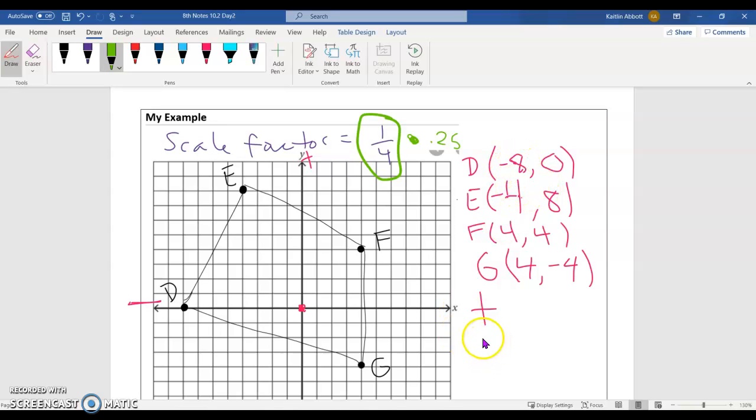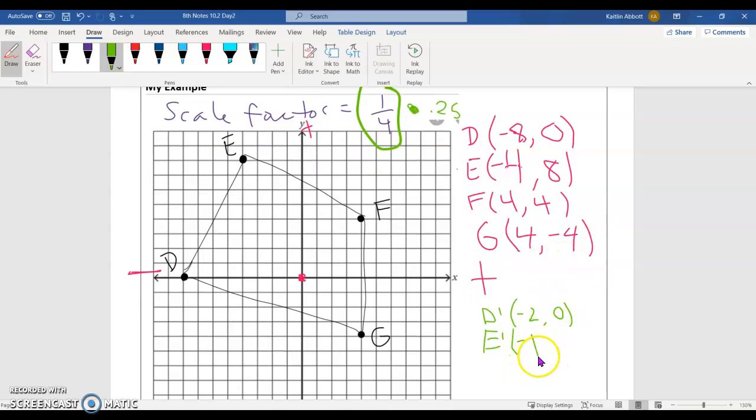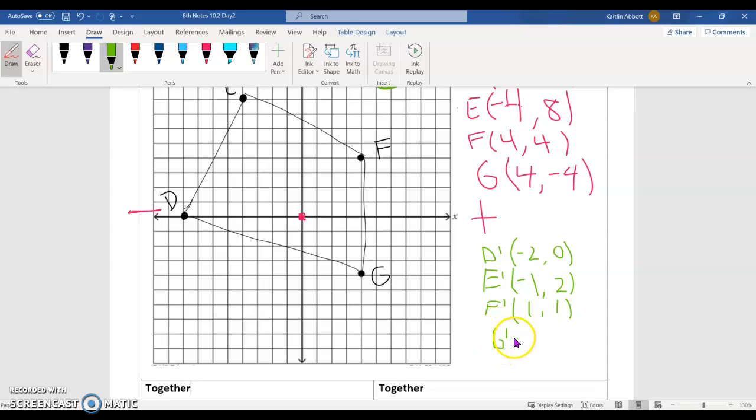Negative 8, so we got D prime. Negative 8 divided by 4 is going to get me negative 2. 0 divided by 4 is 0. E prime. We got -4 divided by 4 is going to give me -1. And 8 divided by 4 is 2. F prime. 4 divided by 4 is 1. 4 divided by 4 is 1. Last but not least, G prime. 4 divided by 4 is 1. And 4 divided by -4 is -1.